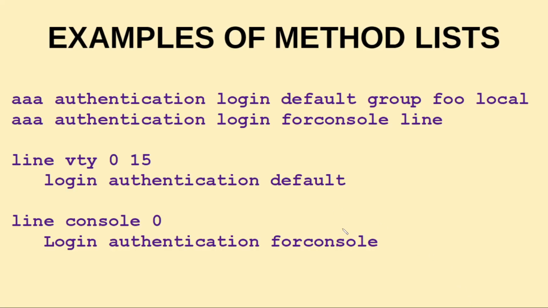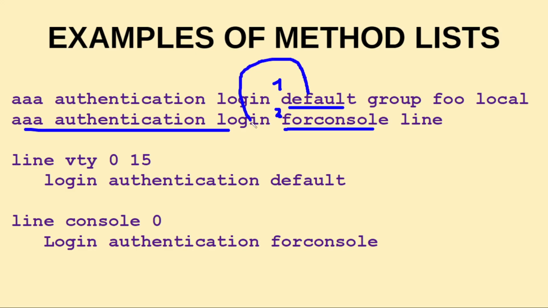In this example, we are creating two method lists, both for the AAA authentication login feature. The first method list is going to be called default, and the second method list is going to be called for console. We are going to use this method list default, and we are going to apply it to lines VTY 0 to 15. And we are going to take this other method list and we are going to apply it only for the console.